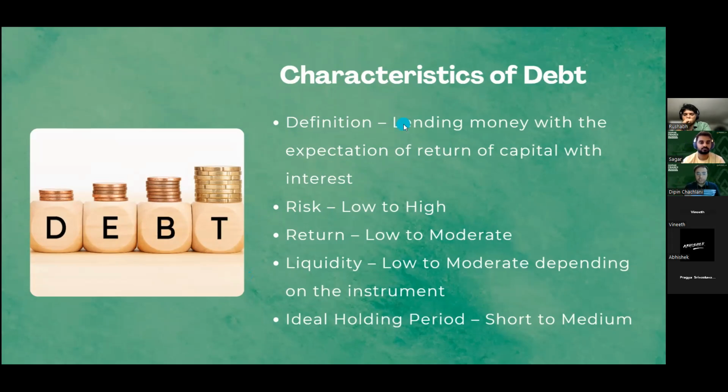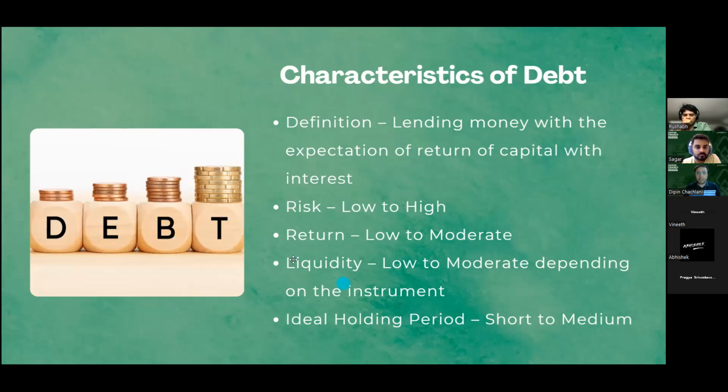right? So risk is very low because you are getting fixed interest as well, let's say 8%, 9%, and you get the preference as well. If the company is liquidating, the debt holders would be paid earlier because they are the creditors of the company, and since you are the owner, you would get your money last. So risk is very low. Return is low to moderate, I would say. And liquidity is again low to moderate depending on the instruments.